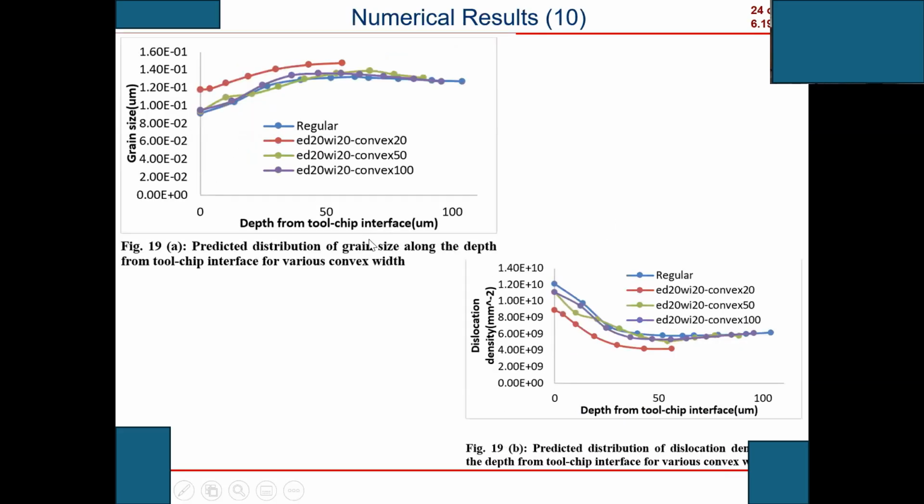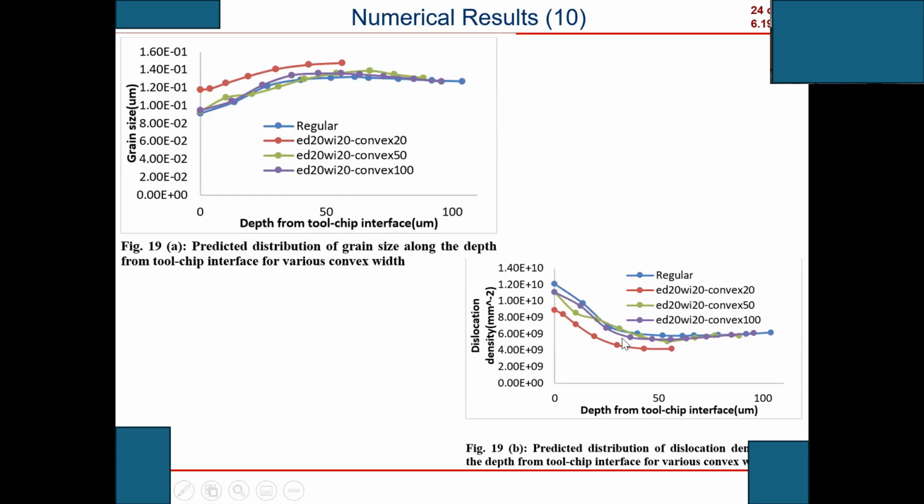It is grain size, and this is from the tool depth from the tool chip interface, and this is the chip. Here is also depth from the tool chip interface. So some students might ask, why are these three curves so long, but this curve is short?